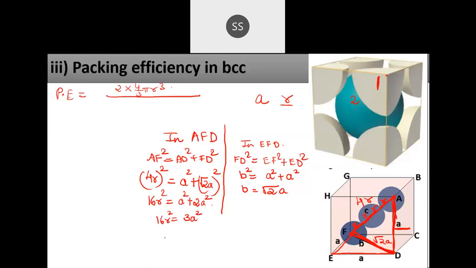Then I can find out A value, no? So A square is equal to 16 by 3 R square. Then take the root. So A is equal to root of 16 by 3 R square. So that will give you root of 16, which will be 4, correct? And root of R square will be R. For 3 you don't have an exact root, so it will be root 3 itself. Okay, so you'll get 4R by root 3. So that will be A value.